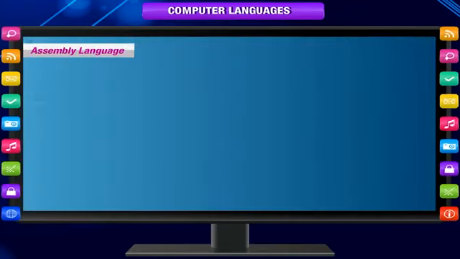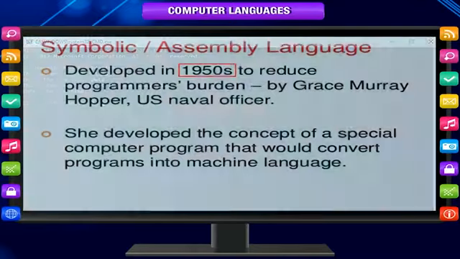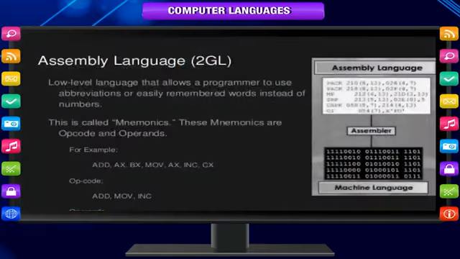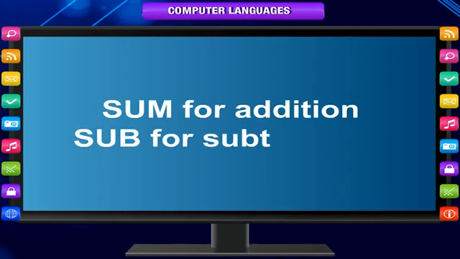Assembly language. Coding a program in binary form was very tedious. To overcome the difficulties of writing machine codes, assembly languages were developed in 1950s. These languages used symbolic codes called mnemonics to write any instruction. A mnemonic is a short name given to an instruction. For example, sum for addition and sub for subtraction.